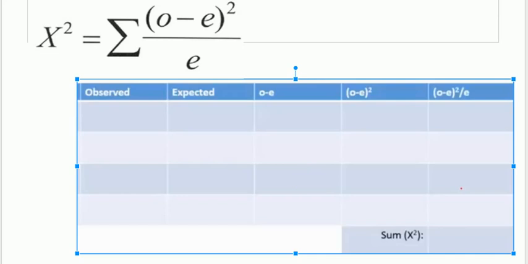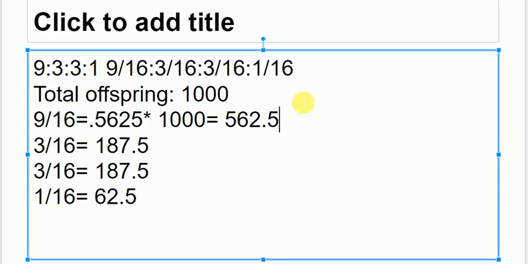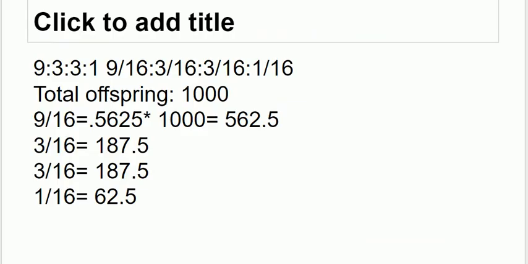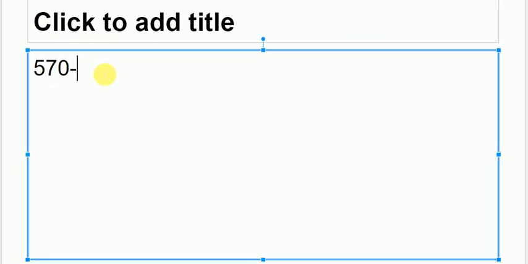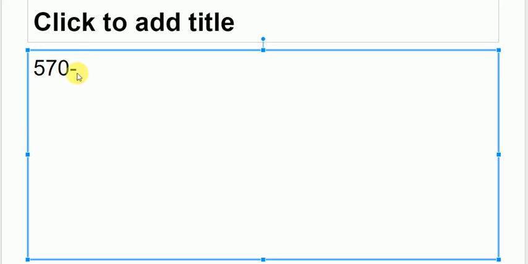All right. So what we're going to do is start with our 562.5, and we're going to take our observed, which was 570. Let me make a new slide here, and I think that'll be a little bit easier to see. So we're going to take 570. We're going to subtract our expected number. Our expected number is 562.5. And that comes out to a nice little number of 7.5.